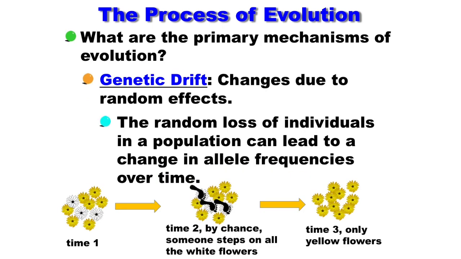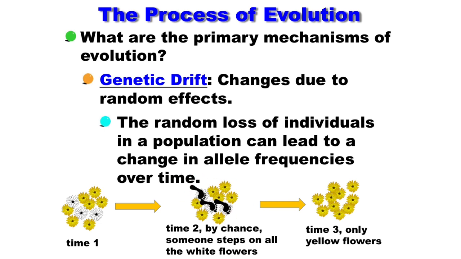Here is a very interesting slide because many students confuse natural selection and genetic drift. I want to be very, very specific so you will understand that genetic drift is not natural selection. Take a look. The random loss of individuals in a population can lead to a change in allele frequencies over time. So is it evolution? Yes, it is evolution, but this is not natural selection because this is due to random factors.